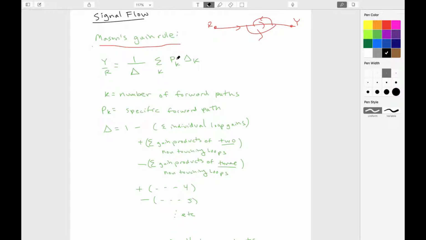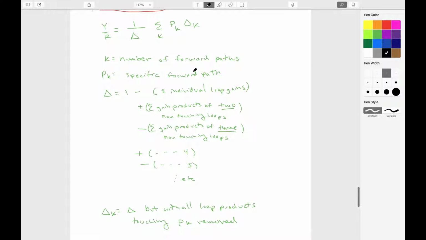delta sum over k of p sub k delta sub k, where k is the number of forward paths, p sub k is a specific forward path, delta is equal to the determinant, and it's equal to 1 minus the sum of the individual loop gains.